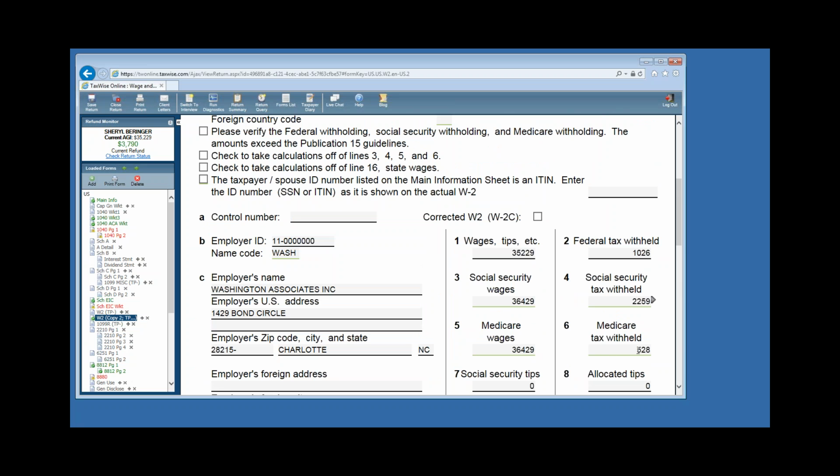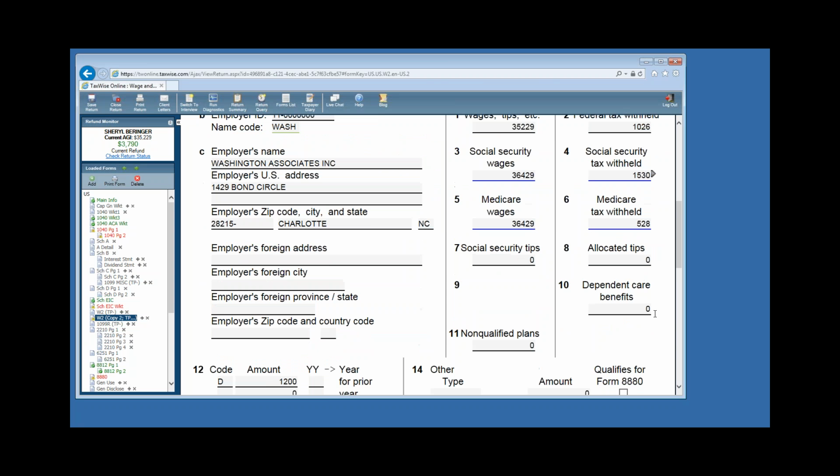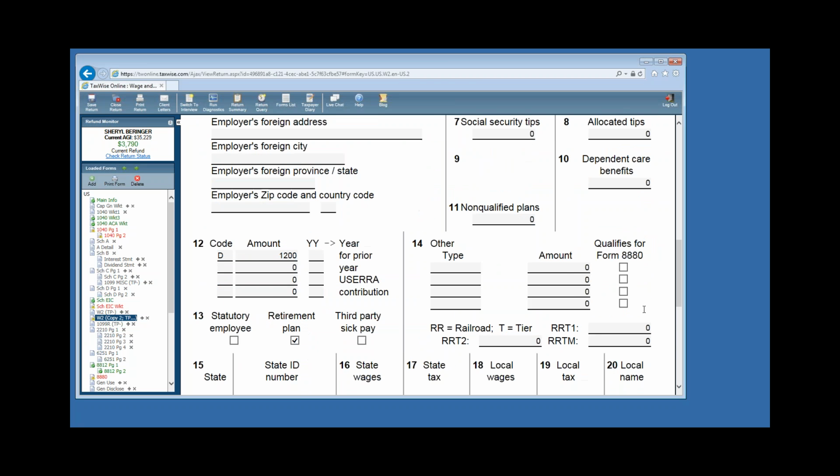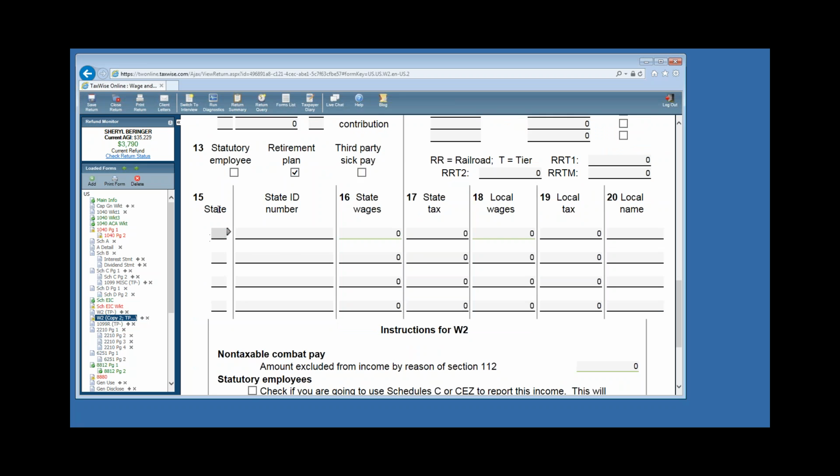So to take all these automatic calculations off, you'll just check this box that indicates check to take calculations off of lines 3, 4, 5, and 6. Then you'll just put in the information that's on the W-2 to make sure that the W-2 in front of you matches what's on the software. We'll go here. This is where the state information is entered on line 15, so we'll enter Michigan. And then we'll put in our state tax withholding.